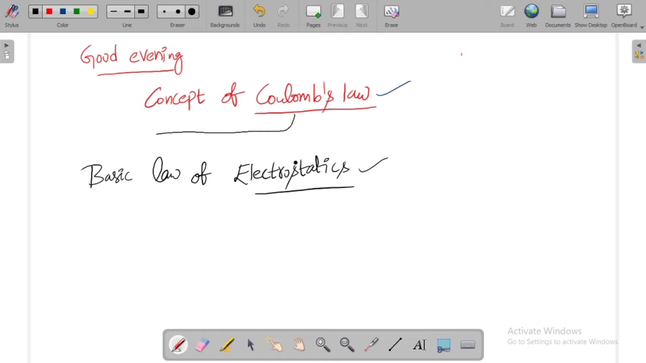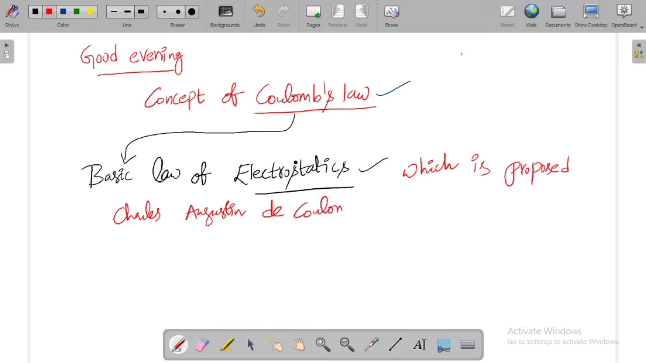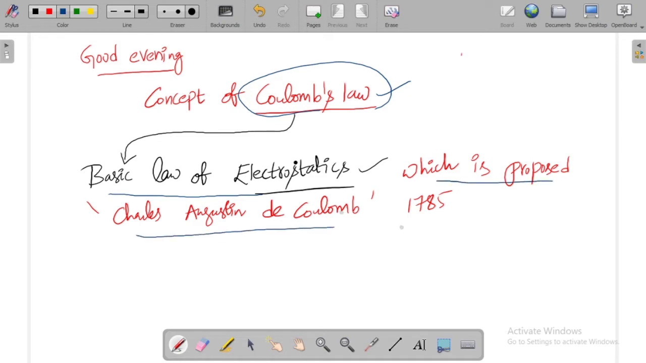Now Coulomb's law is the basic law of electrostatics, which is proposed by the scientist named Charles Augustin de Coulomb. This is the name of the scientist who invented Coulomb's law in the year 1785. So Coulomb's law is the basic law of electrostatics, which is proposed by the scientist named Charles Augustin de Coulomb in the year 1785.